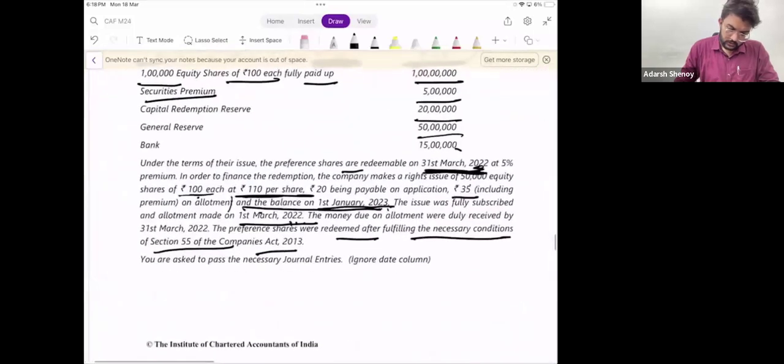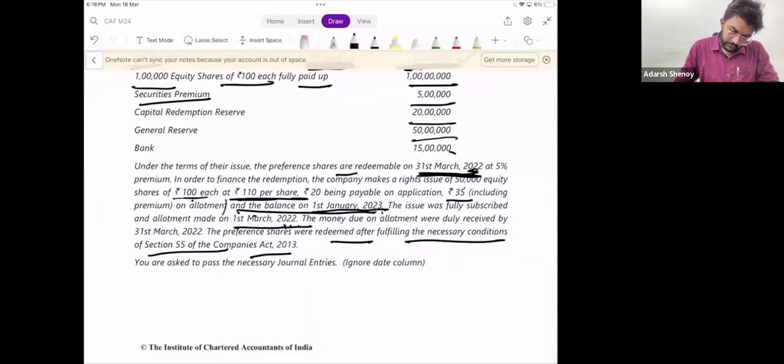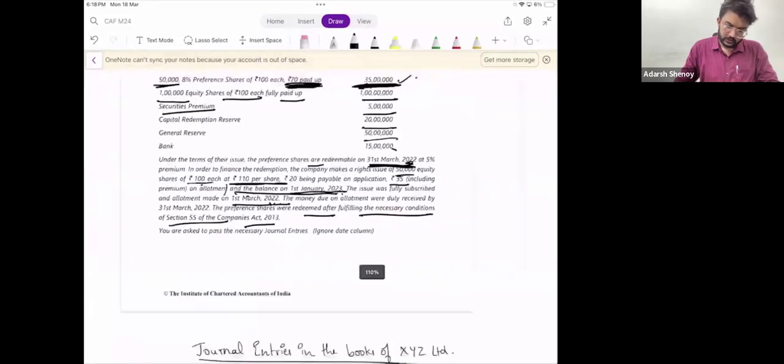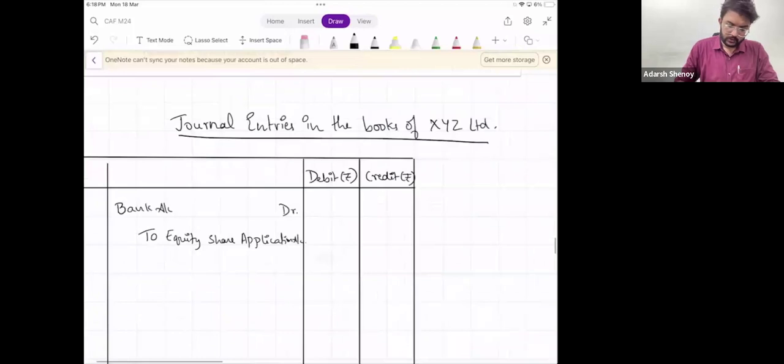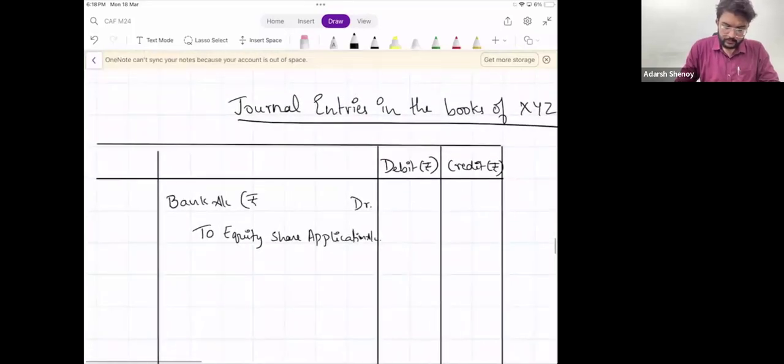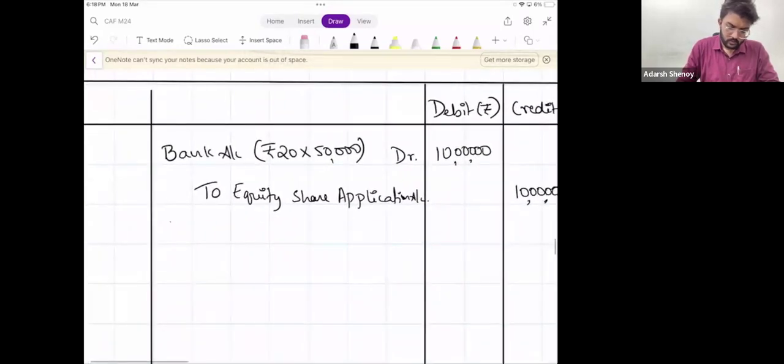How many shares am I issuing? We are issuing 50,000 equity shares. 20 rupees is the application money, so 20 into 50,000 equity shares will be 10 lakhs. I hope you remember these entries. These are issue of shares related entries, being application money collected.